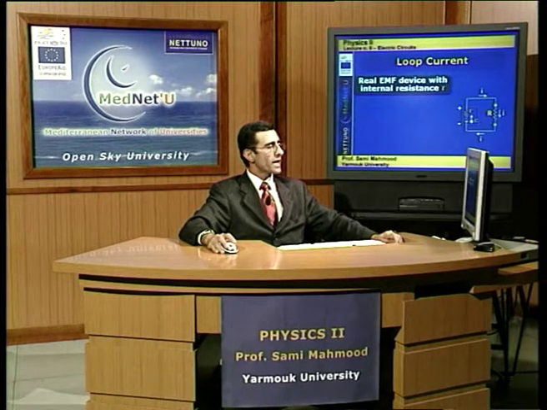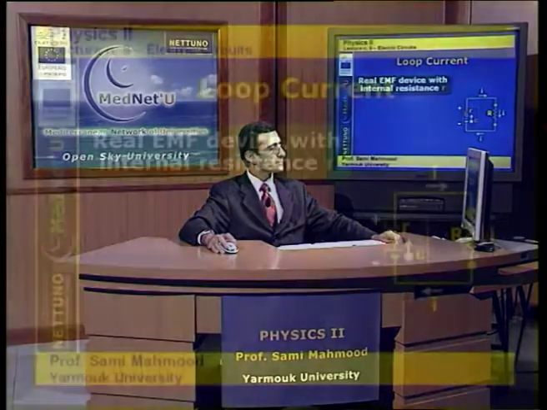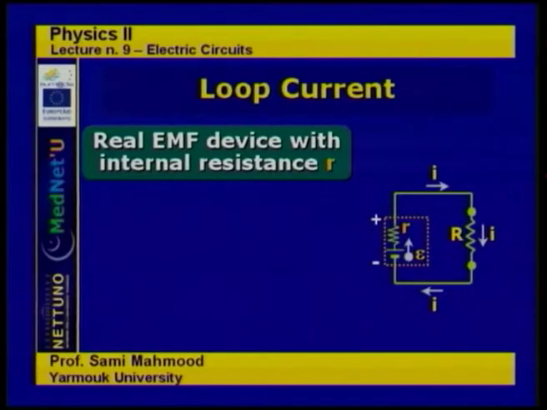And now if we have a real electromotive force device, in this case the device itself has an internal resistance, small r we call it, in order to distinguish it from the load resistance, capital R, that is connected with the device. And again, the current is flowing in the circuit, and we can calculate the loop current, and also we can calculate the potential difference between the two terminals of the electromotive force device.